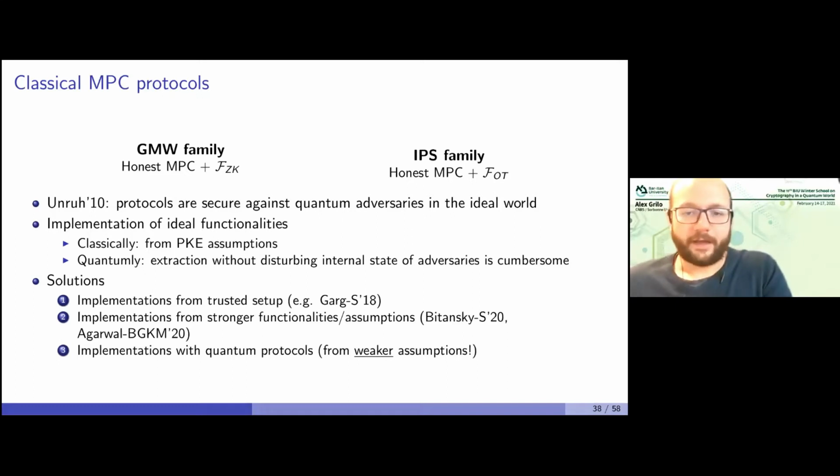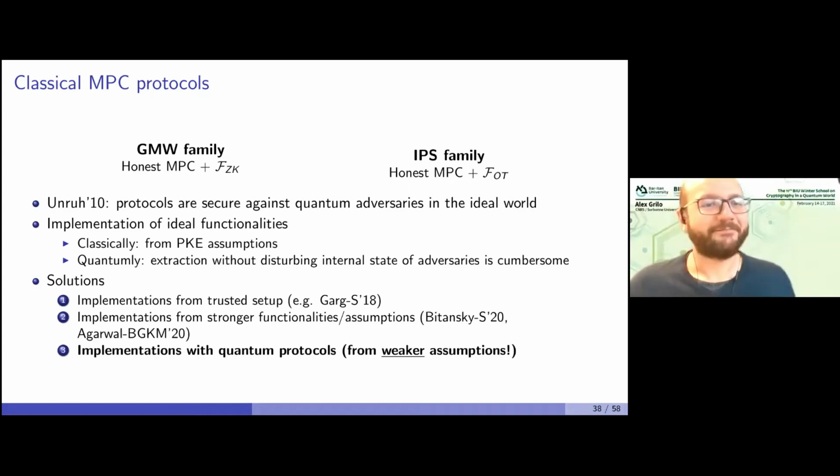And given that I have just 1 hour, I will have to focus on only one of these 3 solutions. And my choice is, not surprisingly, the third one. So my goal is to explain how you can have quantum multi-party protocols from weaker assumptions. Is there any question? No, for now. Okay.